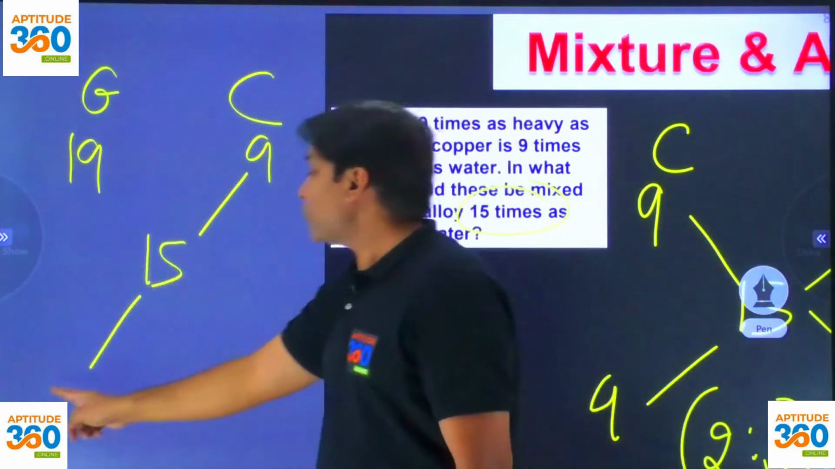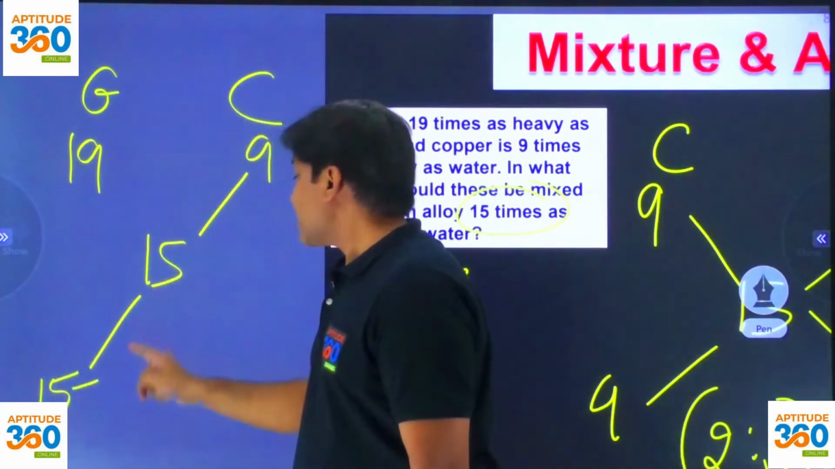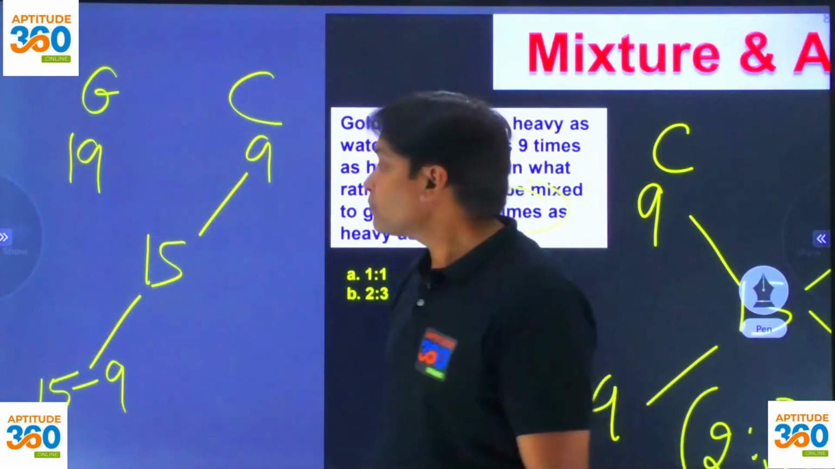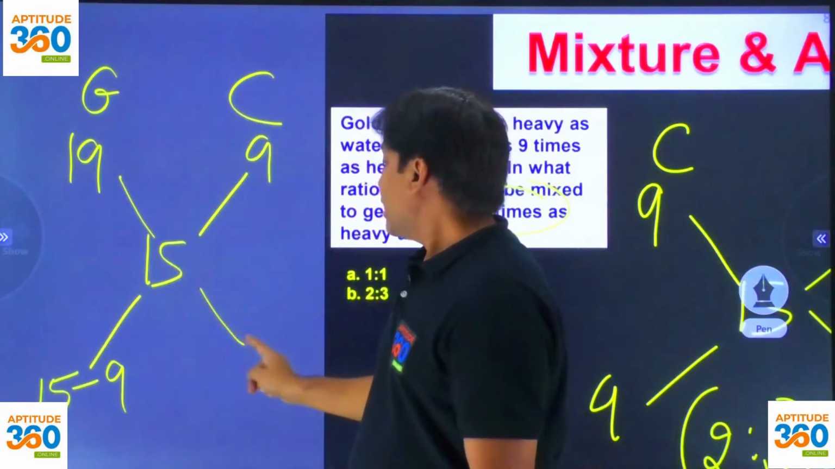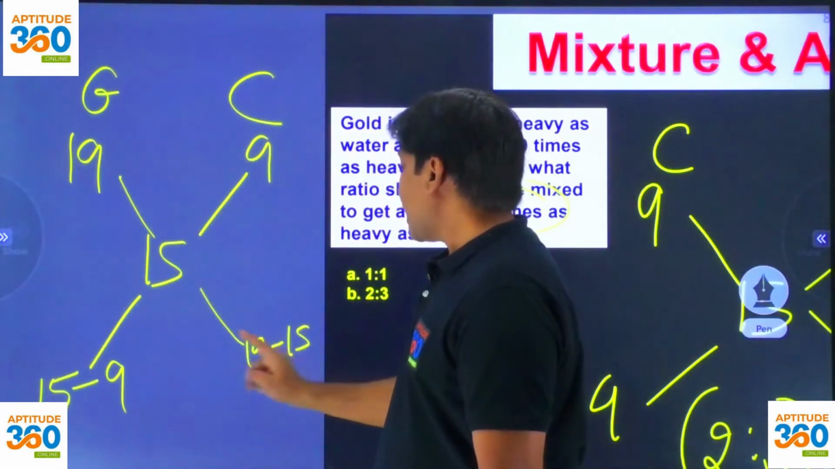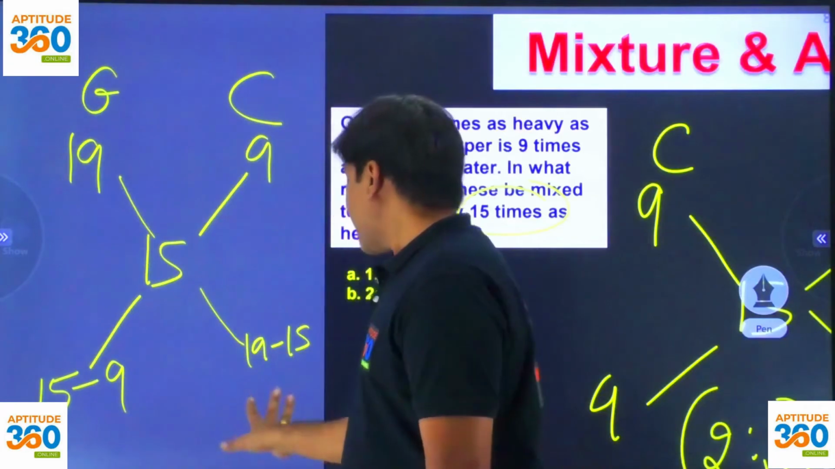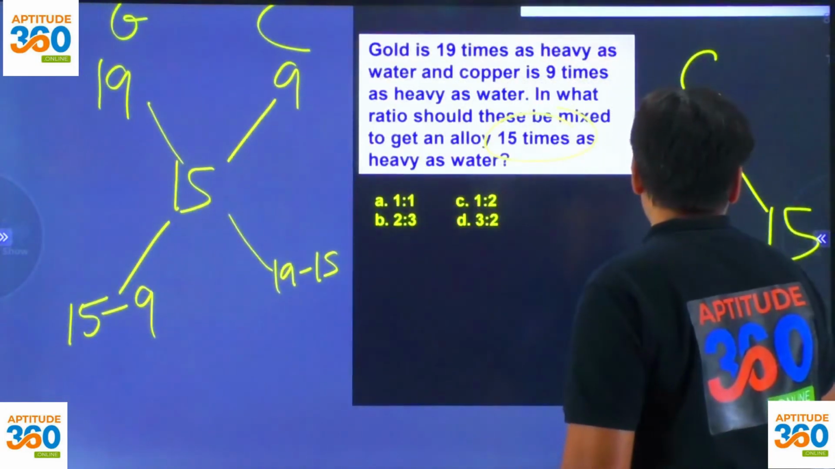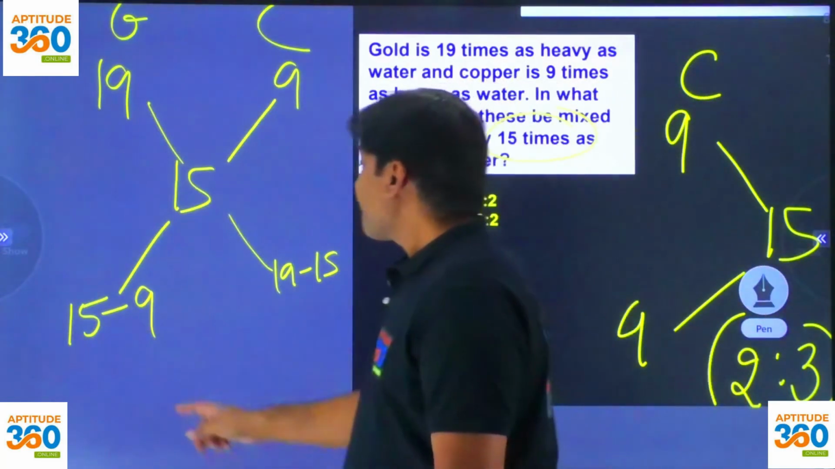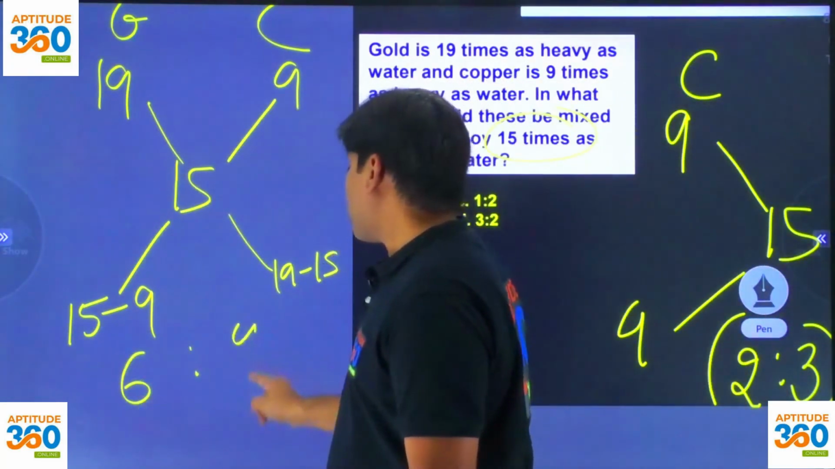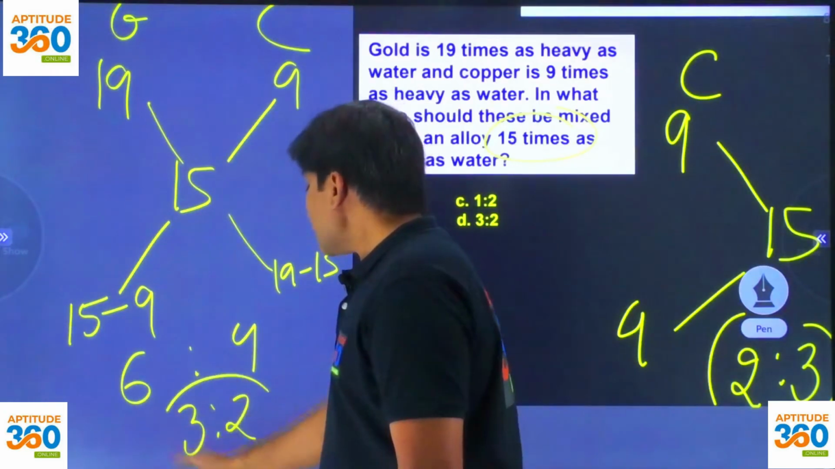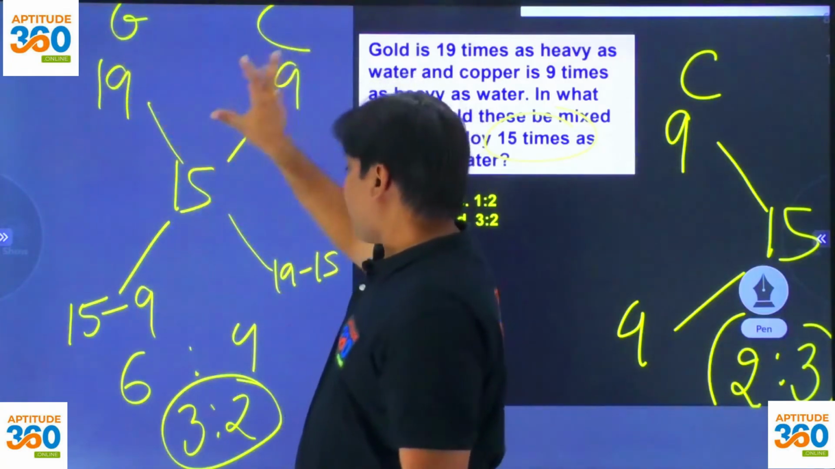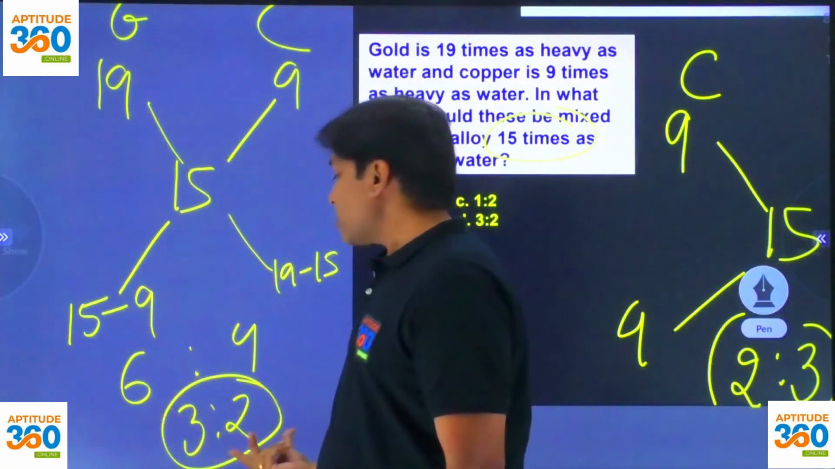So if this is the case, I would write here 15 minus 9. I'm going to subtract the smaller from the bigger. That is it. And over here it is going to be 19 minus 15. And if that is the case, this one comes out as 6 is to 4, which is nothing but 3 is to 2. So what is 3 is to 2? 3 is to 2 is in what ratio gold and copper should be mixed. So gold and copper should be mixed in 3 is to 2 ratio.